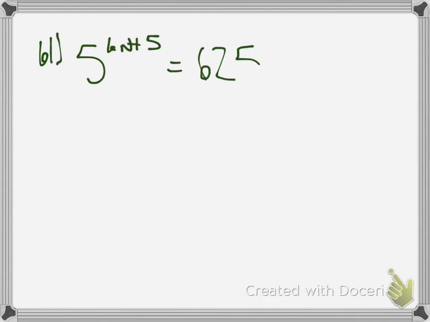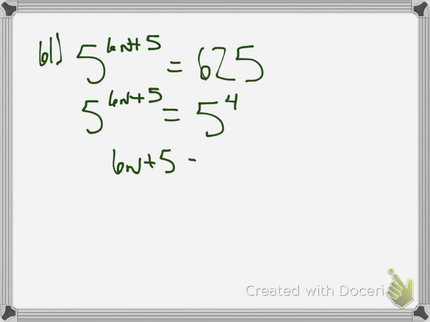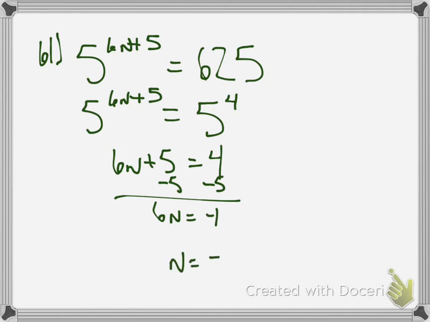Number 61, you should be able to recognize 625 is 5 to the 4th power. So I can replace the 625 with 5 to the 4th power. Then I have the same base, so I can get rid of the 5 and say 6n plus 5 equals 4, and then subtract and divide and get my answer to be negative 1/6. And there you go.